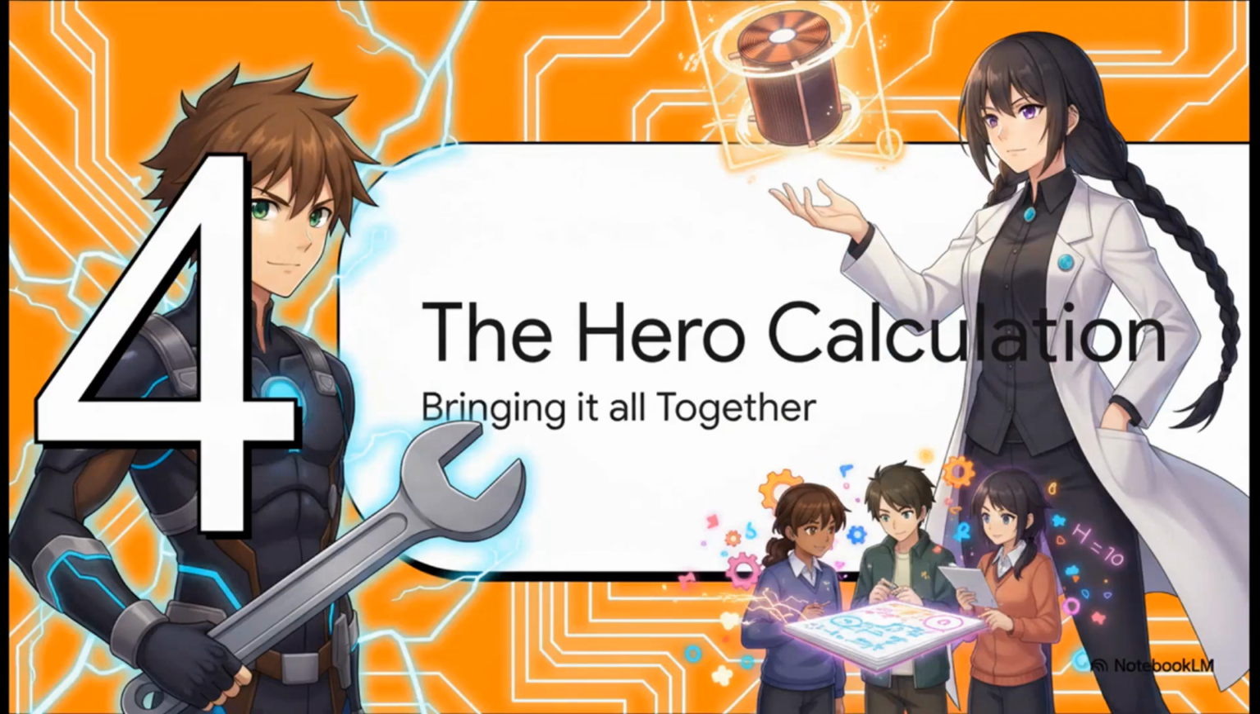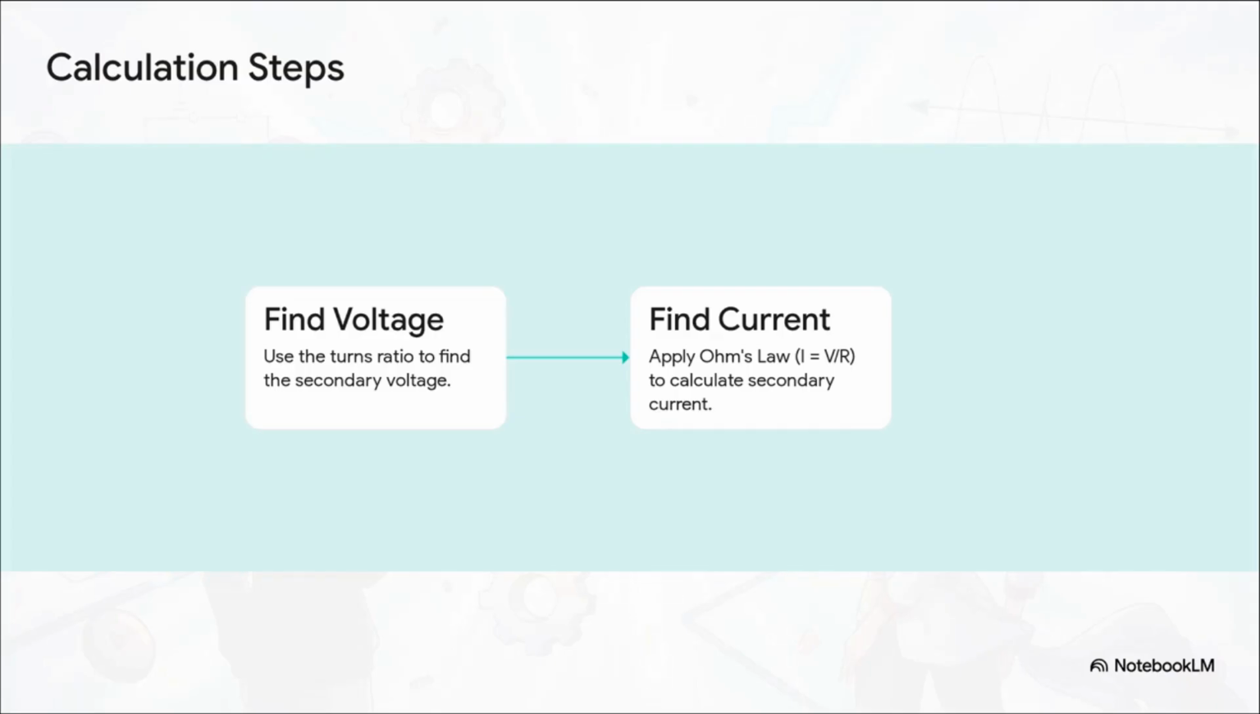All right, part four, the hero calculation, bringing it all together. Okay, let's grab those numbers from earlier. We had a turns ratio of 1 to 3, a primary voltage of 200 volts, and a secondary resistor of 200 ohms. They wanted the secondary current.